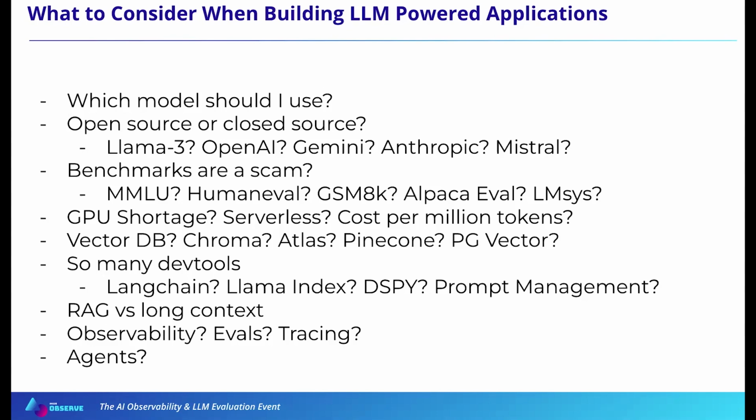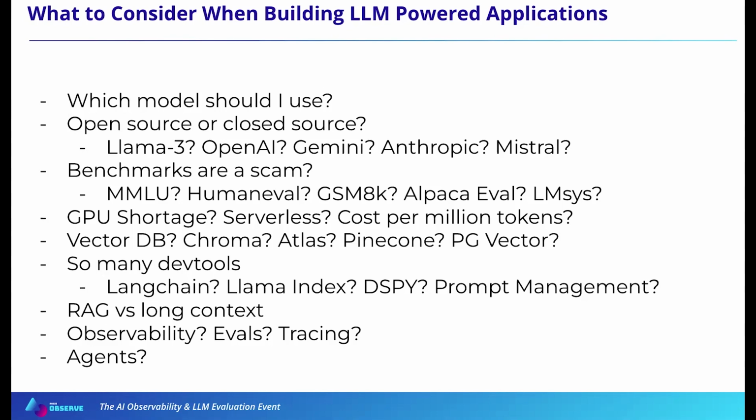But more questions that come up, GPU shortages, do I need to rent GPUs? Should I go serverless? Can I use inference providers that sell me fraction of $1 per million tokens? What about my vector databases? Chroma, Pinecone, Mongo's old. They have Atlas, PG Vector, DevTools. LangChain, Llama Index, DSPy, some of them get hate, some of them very popular. There's so much information out there. The key thing is just use whatever you're comfortable with. All tools are pretty decent.